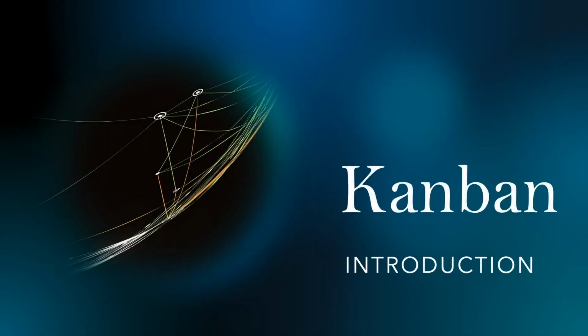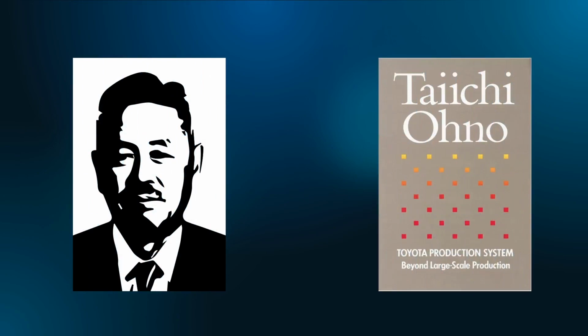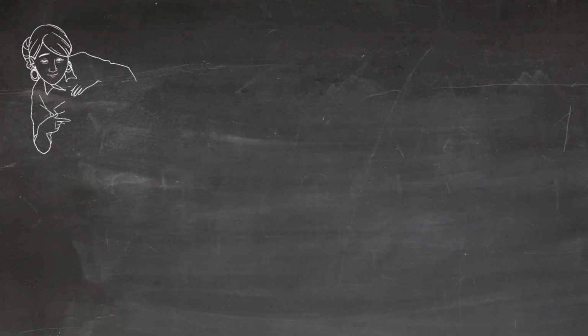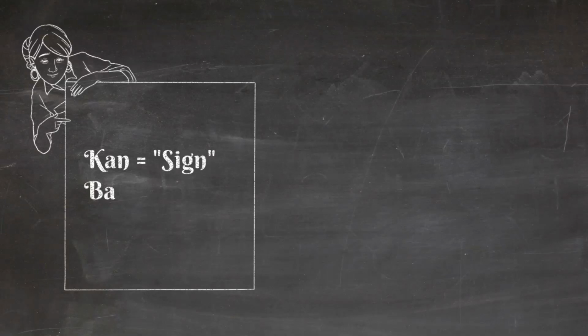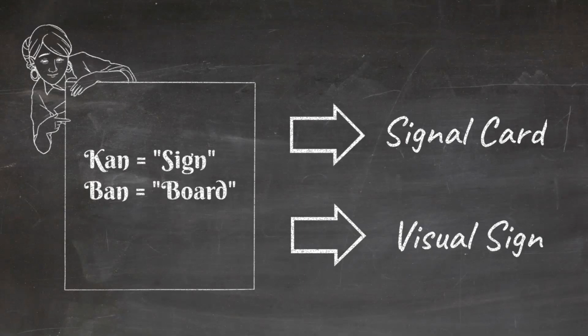Let's talk about Kanban. Kanban was invented by Taiichi Ohno in the early 1950s as part of the Toyota production system. The Japanese word Kanban can be translated to English as signboard. It can also be thought of as a signal card or visual sign.